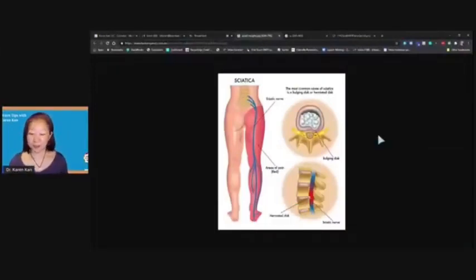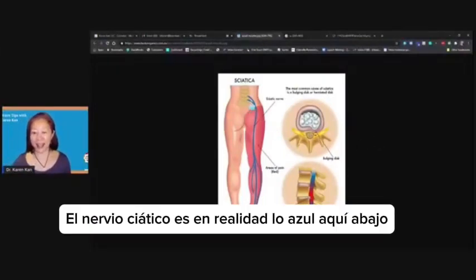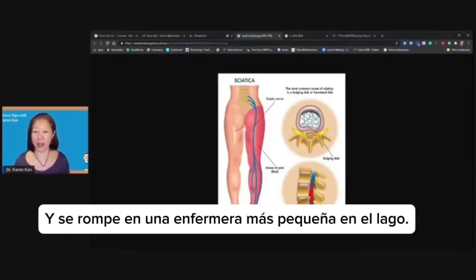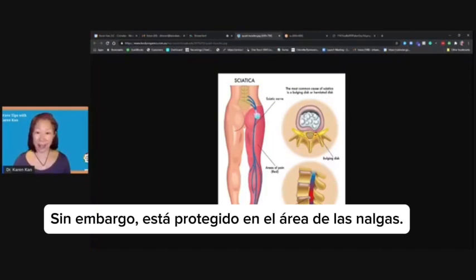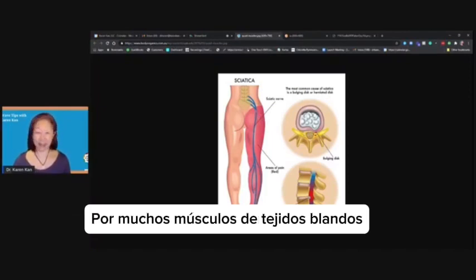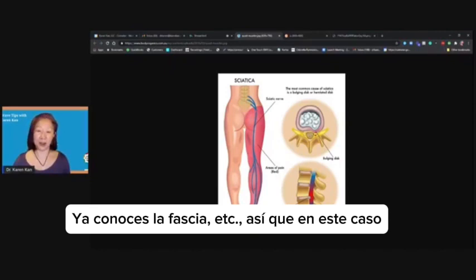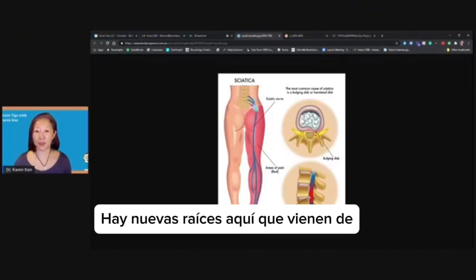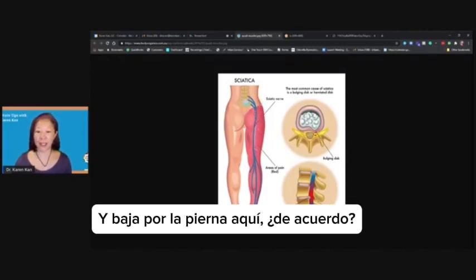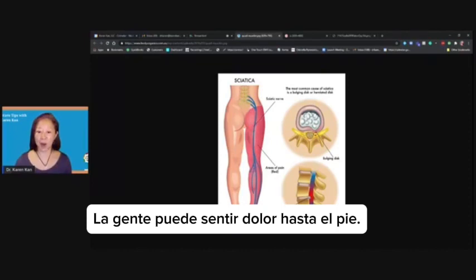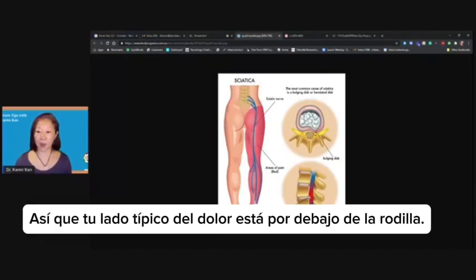So in this picture, you'll see the sciatic nerve is actually the blue thing down here, and it breaks off into smaller nerves down the leg, but it's a pretty big nerve, okay? However, it is protected in the buttocks area by a lot of soft tissue, muscles, fascia, etc. So in this case, there are nerve roots up here that are coming from, it looks like L4, 5, and S1, for example, and it goes down the leg here. Okay, and then people can get pain all the way down to the foot. So your typical sciatica pain is below the knee.